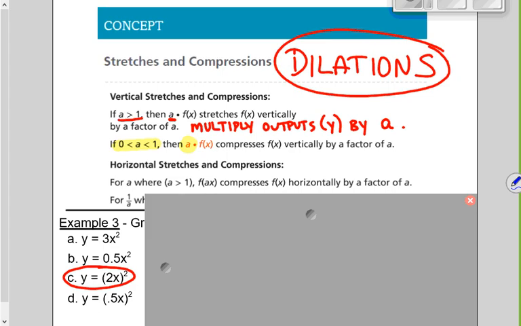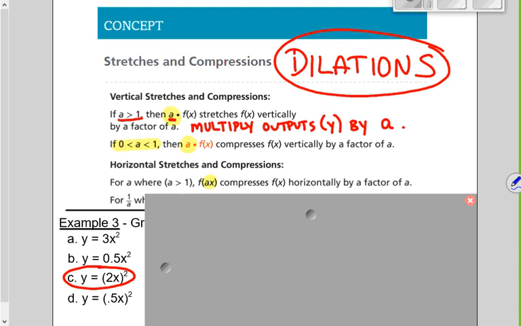Now we're looking at horizontal compression. So if you want to write it down word for word, horizontal compression for a, where a is greater than 1: f of ax compresses the graph horizontally by a factor of a. So what you're supposed to notice here is that the a is inside the parentheses instead of outside the parentheses like it used to be.